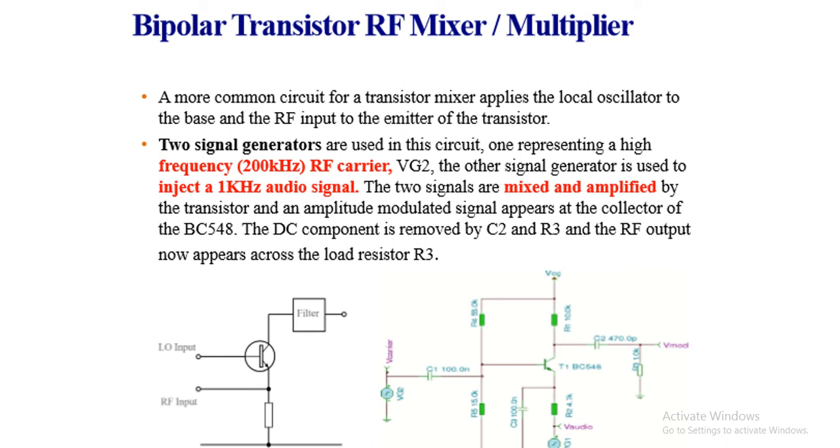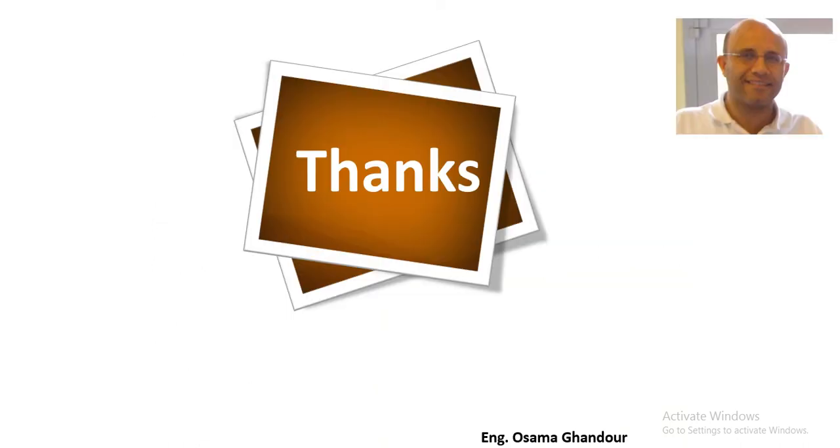The DC component is removed by C2, and the RF output now appears across the load resistor R3 here. So we have the diagram showing the input and the RF input, and we have the filter and the electronic diagram on the right.